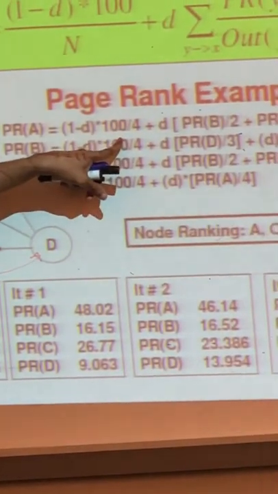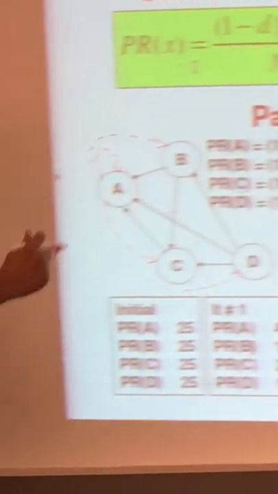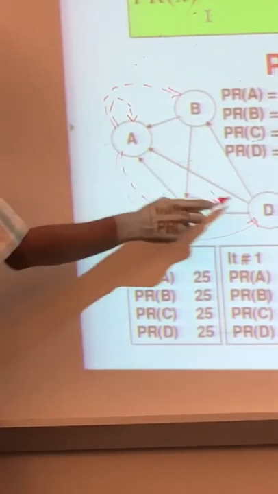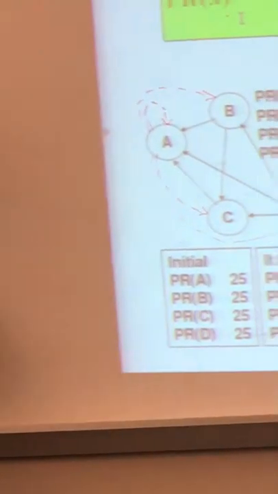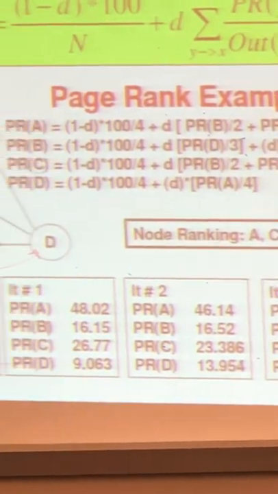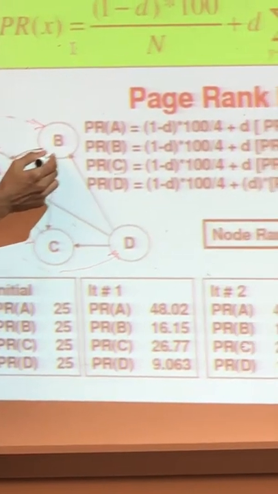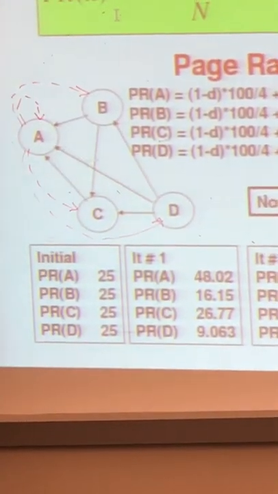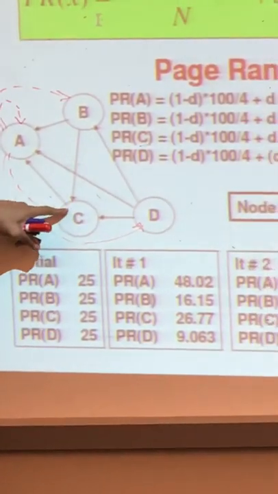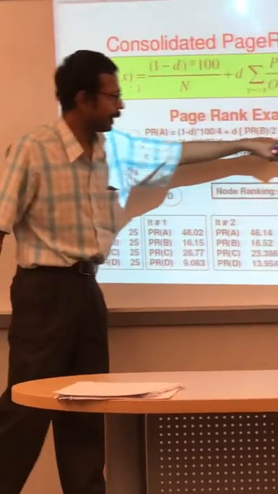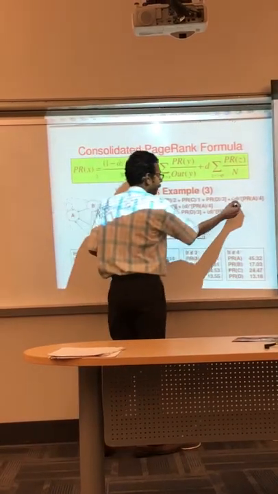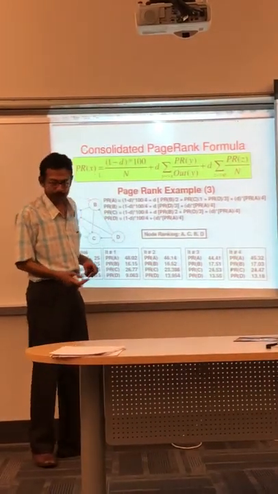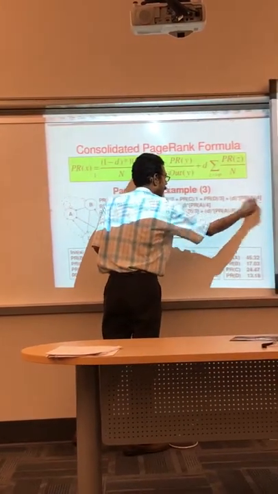page rank of A is going to be 1 minus D times 100 over 4 as usual, plus D times... A has incoming edges from B, C, D as well as itself, right? So you have to write page rank of B divided by the number of outgoing edges from B. So you have 2 outgoing edges from B as usual, plus page rank of C divided by 1 because there's only 1 outgoing edge from C, plus page rank of D divided by 3 outgoing edges from D. Now you don't have to write it separately like this because it's also D times. So you can really combine this along with this D term.